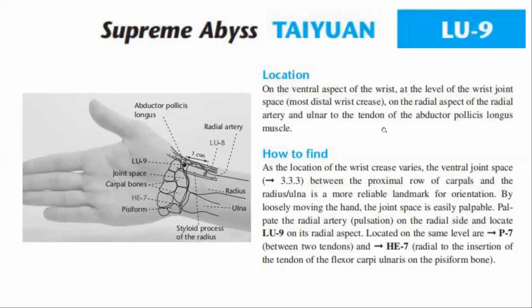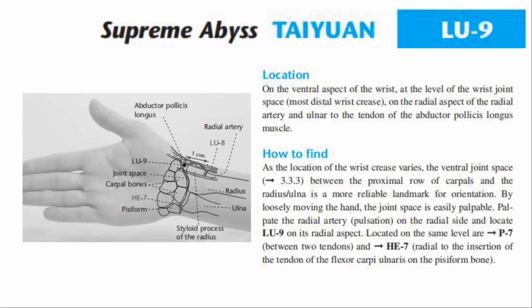As the location of the wrist crest varies, the ventral joint space between the proximal row of the carpals and the radius and ulna is a more reliable landmark for orientation. By loosely moving the hand, the joint space is easily palpable. Palpate the radial artery pulsation on the radial side, and locate Lung 9 on its radial aspect.